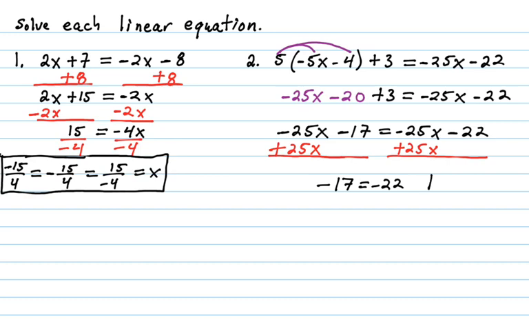Okay, all the x's dropped out. When that happens, you have one of 2 scenarios. Either it's an infinite solutions or it is a no solution. This one is going to be a no solution because we arrive at a false statement. Negative 17 is not equal to negative 22. So we say this is false.